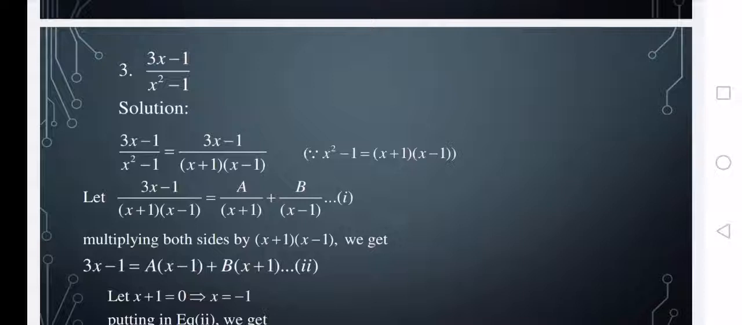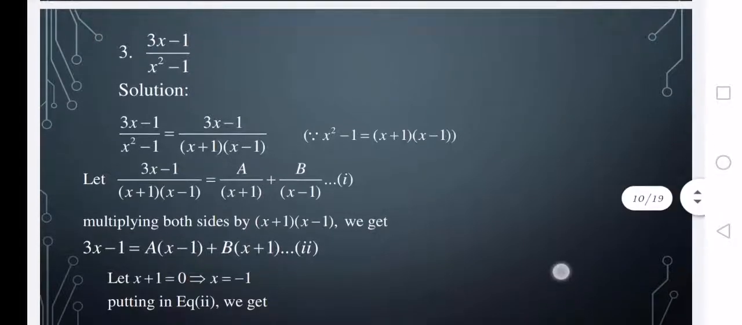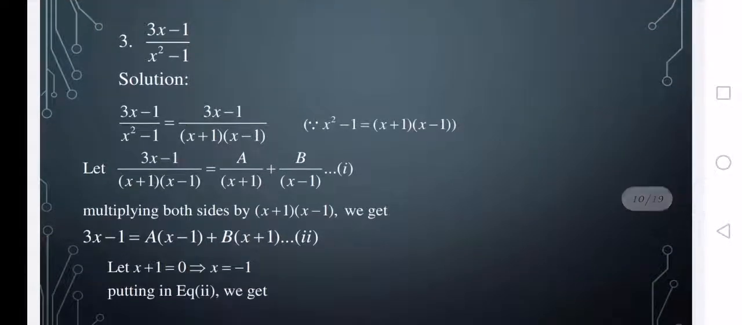Multiplying both sides by the LCM of the denominator, we just get 3x - 1 is equal to A into (x - 1) plus B into (x + 1). It's our equation number 2. Now since both the factors in the denominators are linear ones, we can apply the zeros method over them. So first we take let x + 1 is equal to 0. This implies that x is equal to -1.